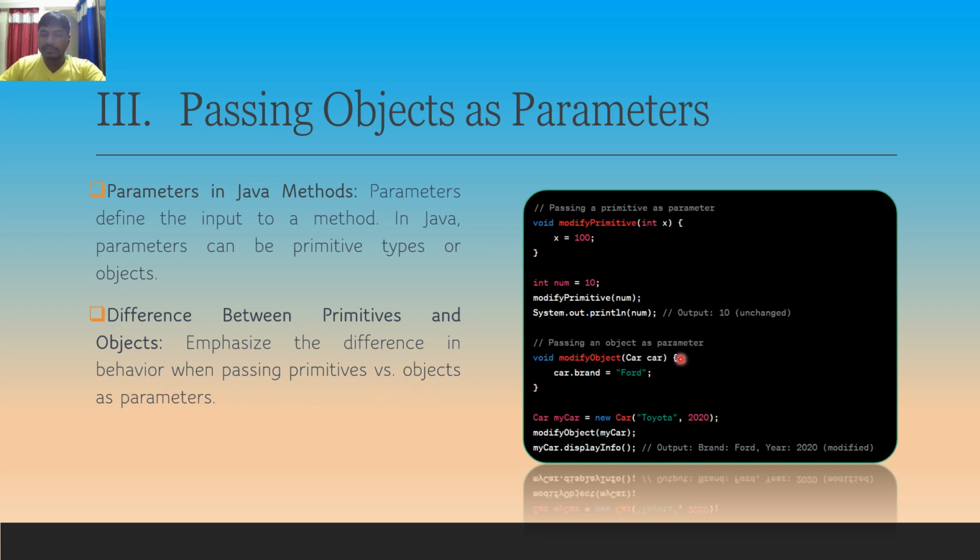As you can see here in this example, when we give this input, we are getting the output here as 10, which is the unchanged one. And here, when we give this modified object, you can see this. First, it was giving us the 10. Now here it is giving this brand output, the brand as Ford, the car, and the year 2020, which is modified from before.